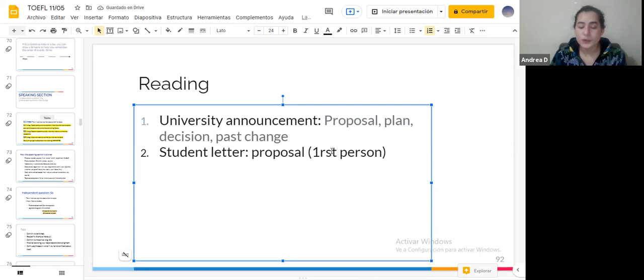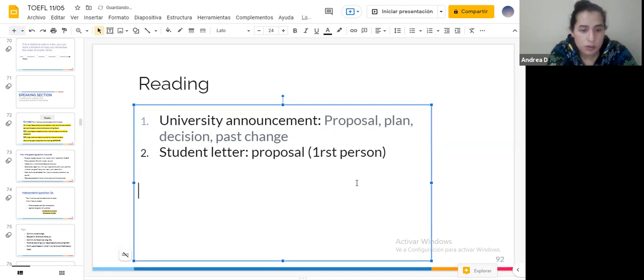Another thing you can look at is the closing of the letter. Sometimes it will have a signature like regards or warm regards, or ex-student. So that's your way of knowing it's a letter. And there's one more option, which is also a proposal, but it's not a change and two reasons. It's a problem and two solutions.